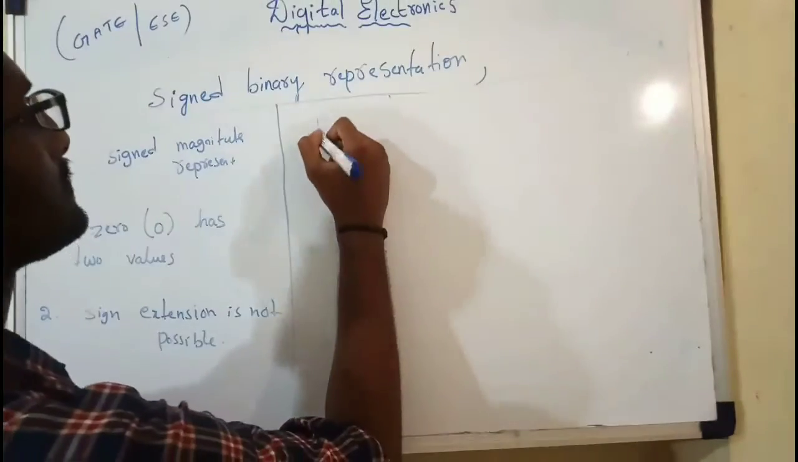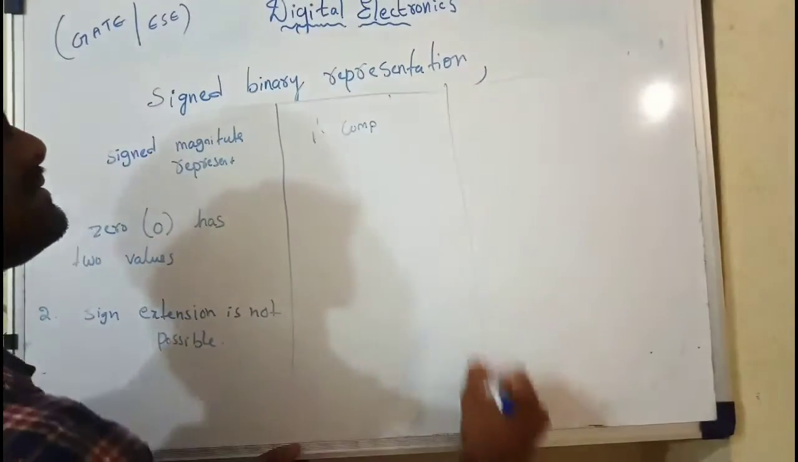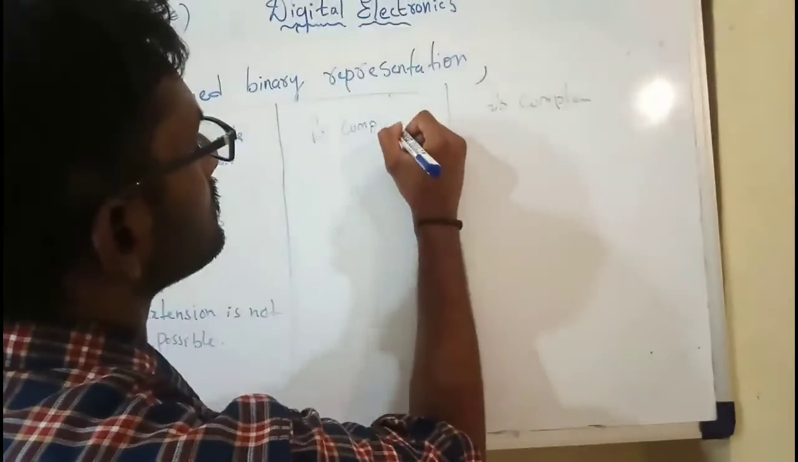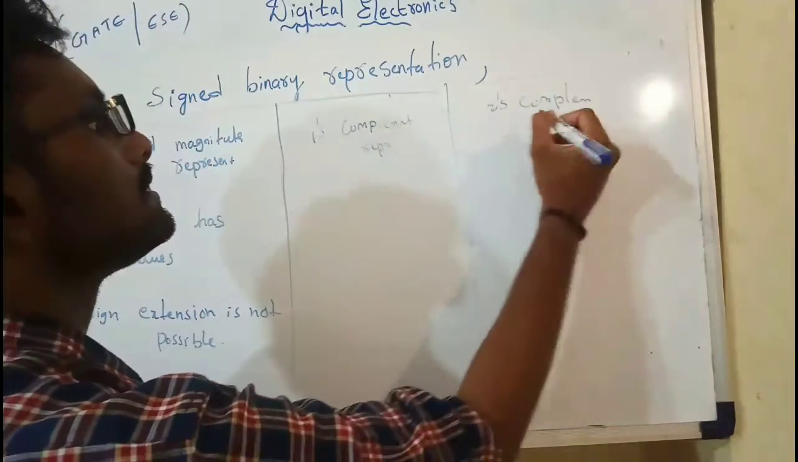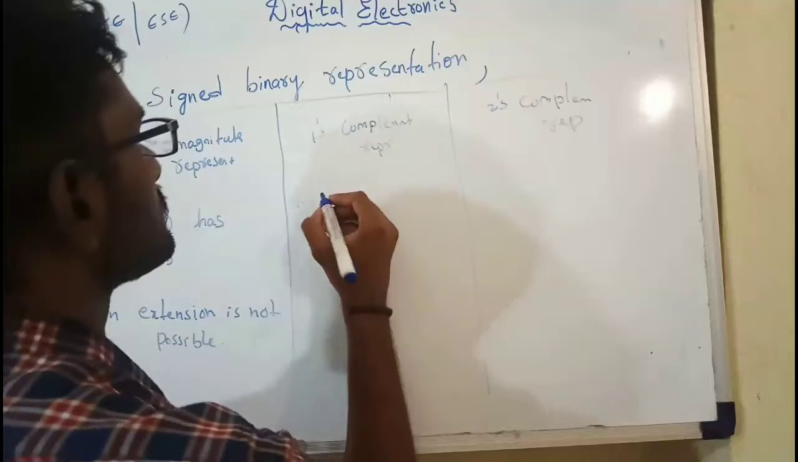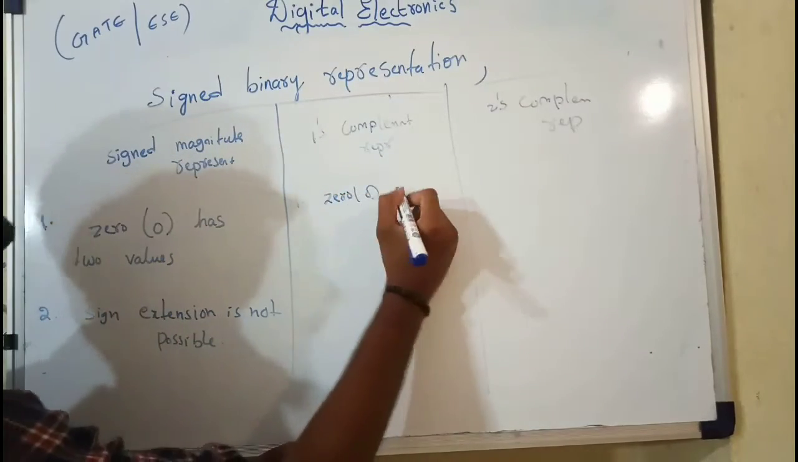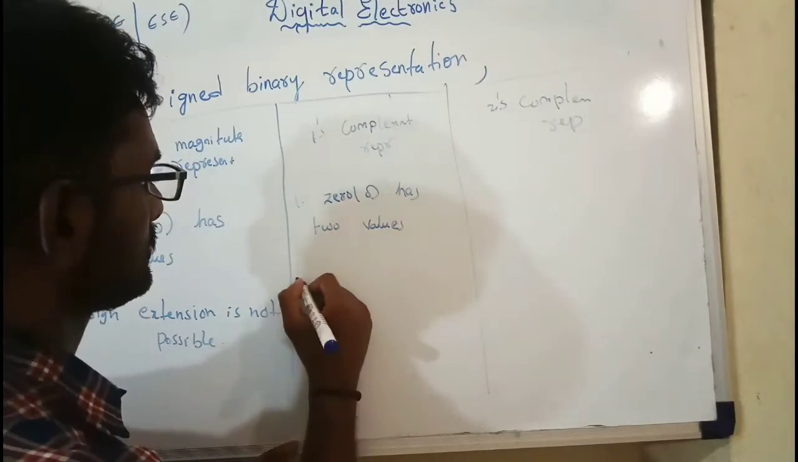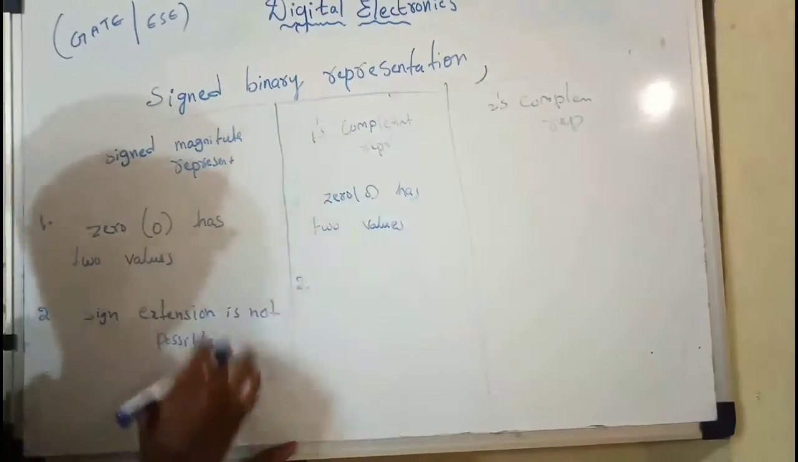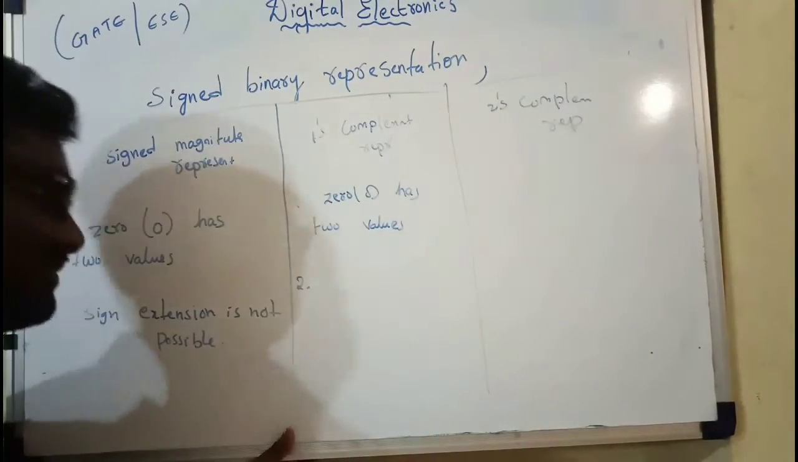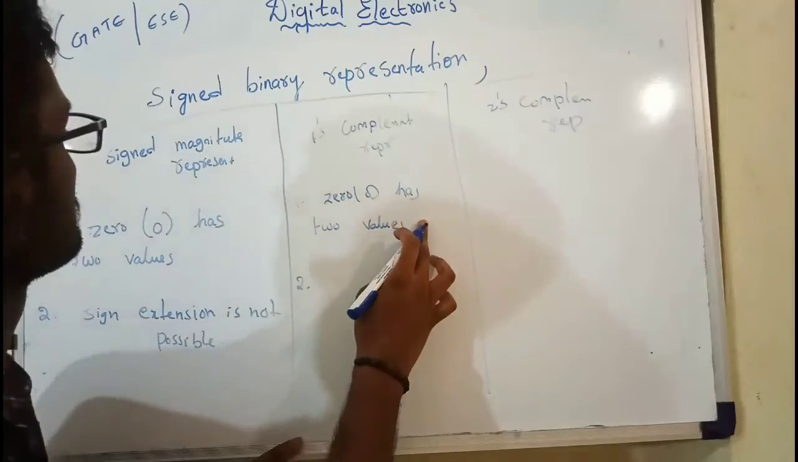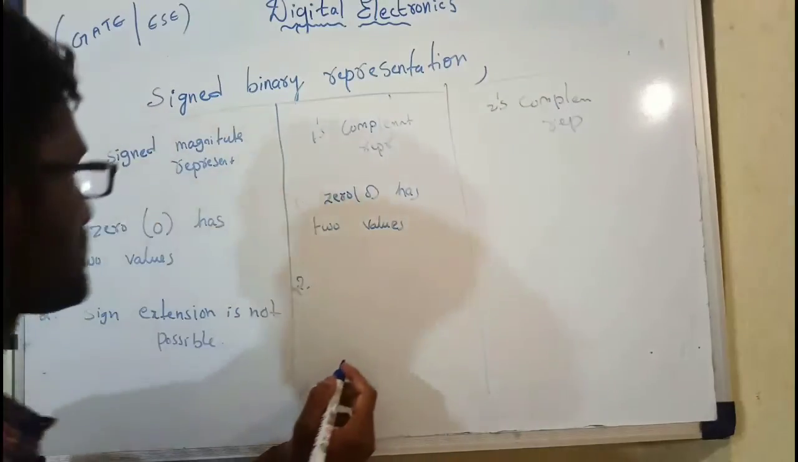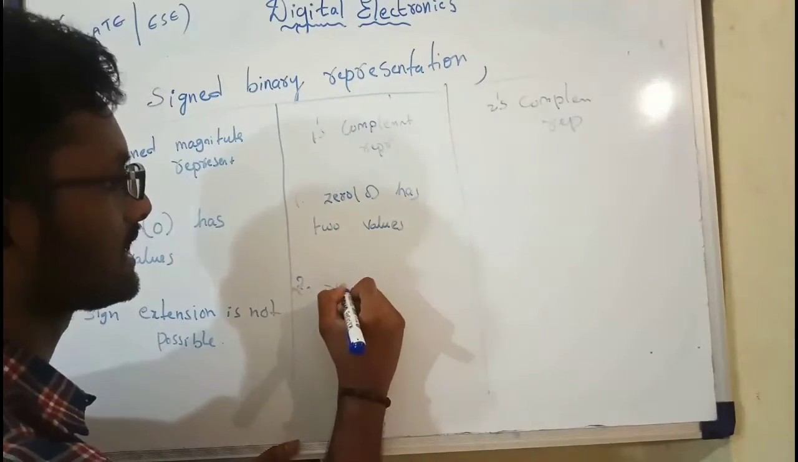Here this is the 1's complement representation, and this is the 2's complement representation. In 1's complement, 0 has 2 values. This is a drawback. There is also a drawback similar to that in sign magnitude. But this drawback is overcome in 1's complement representation, which means sign extension is possible.